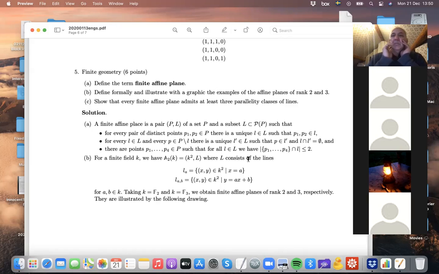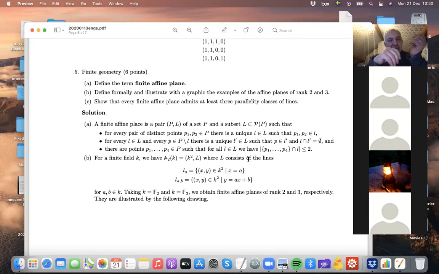Now, the second axiom is that if we have a line and a point which is not on that line, there is another line passing through this point which is parallel to this one, and parallel means it does not intersect it. And finally, the third condition is this non-degeneracy condition, saying that for any finite affine plane, there is at least a 4 tuple of points such that no line contains more than 2 of those. So that's the definition of a finite affine plane.